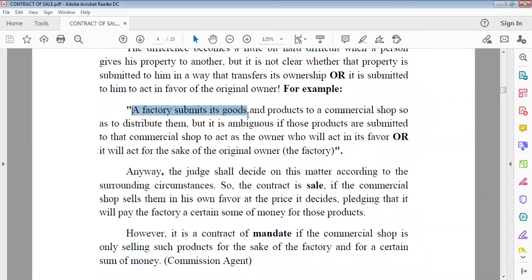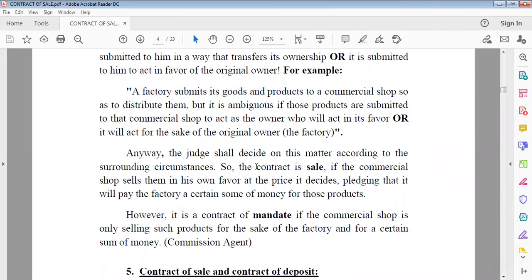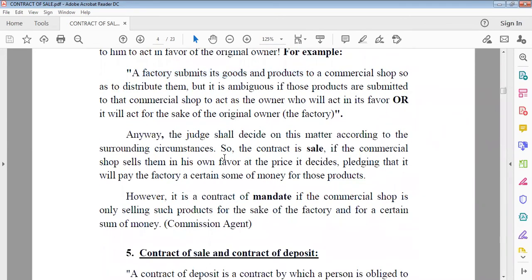A factory submits its goods and products to a commercial shop so as to distribute them, but it's ambiguous if those products are submitted to that commercial shop to act as the owner, or as if he is the owner who will act in his favor, or it will act for the sake of the original owner, I mean the factory, or the factor of pioneer as we mentioned previously. Now, anyway, the judge shall decide on this matter according to the surrounding circumstances.